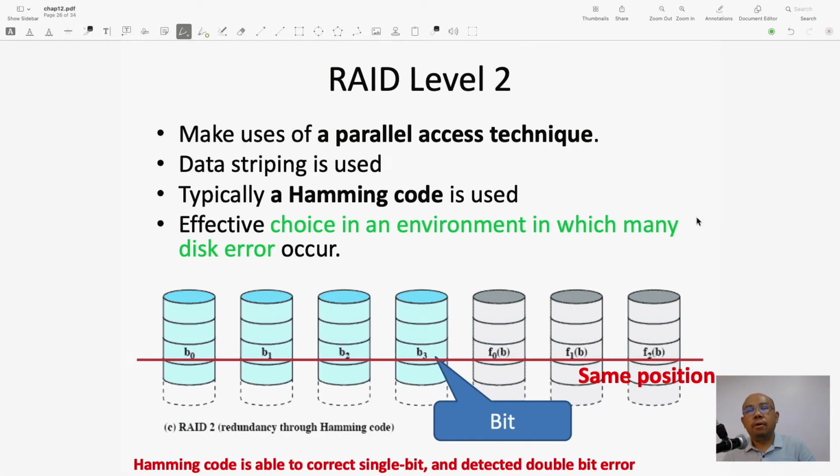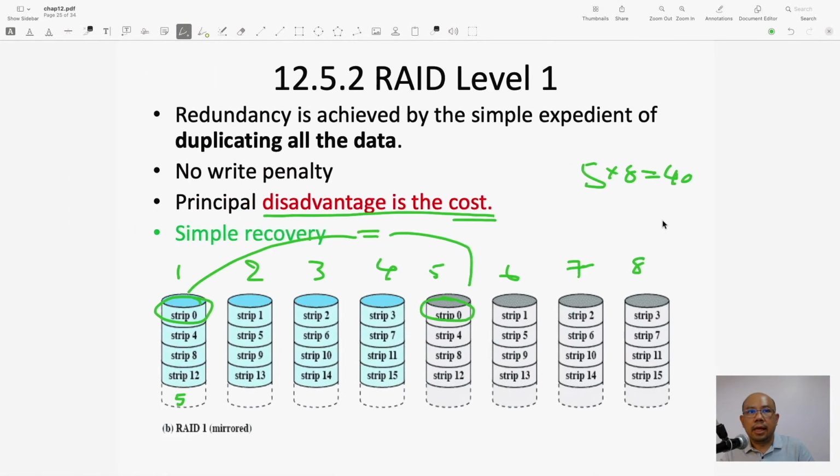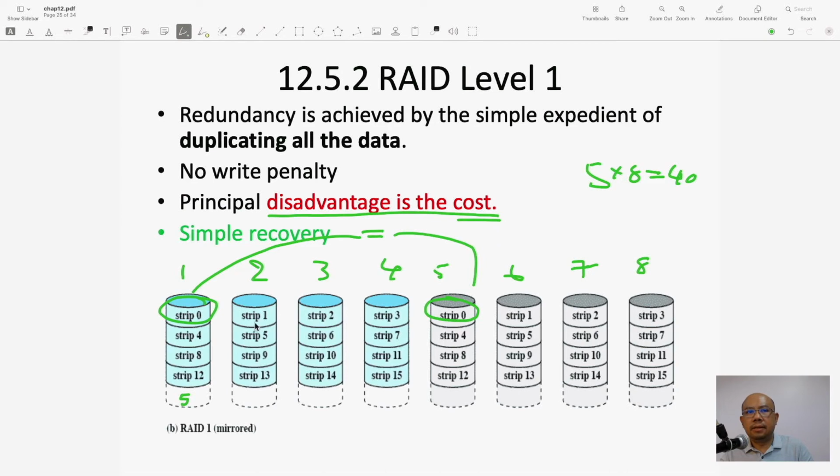The next level is RAID level 2. RAID level 2 tries to reduce the number of hard drives by splitting the data into what we call strips. A strip is a large part of the data.